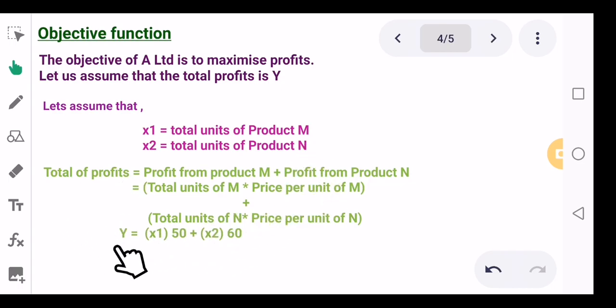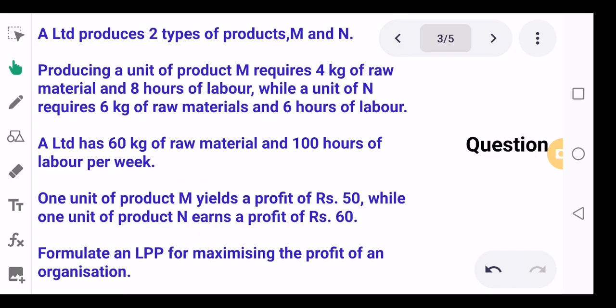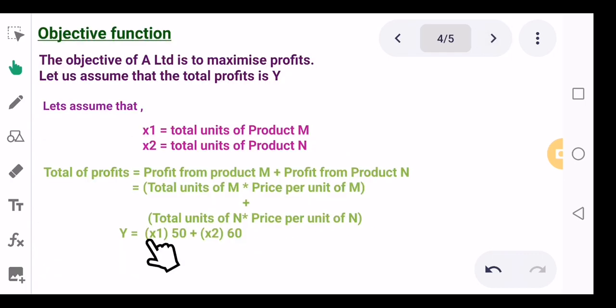And now we are replacing this with everything that we assumed. Total of profits is y. Total of profits is equal to total units of product m, that is x1, into price per unit of product m, that is 50, plus x2, that is total units of product n, into 60. 60 is the price per unit. So you just replace everything, and this 50 and 60 you have got from here. They have mentioned that the price of 1 unit of m is 50 and the price of 1 unit of n is 60. That's how we got 50 and 60.